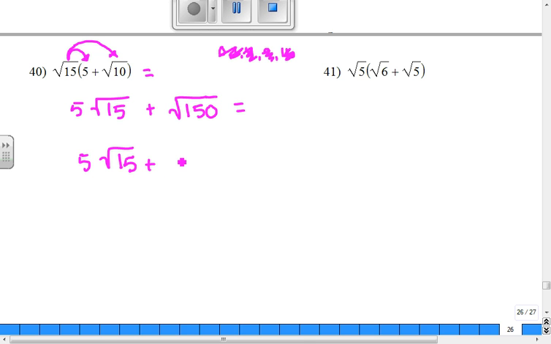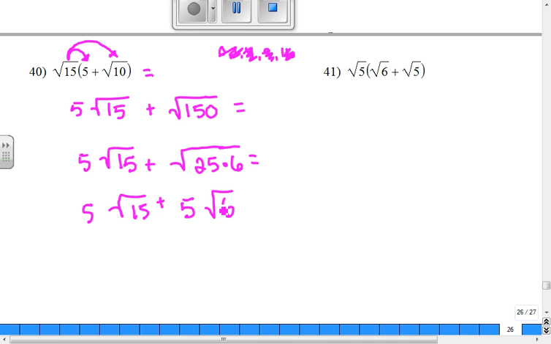Now, are there any perfect squares that go into 150? 4? No. 9? No. 16? No. 25? Yes, 25 goes into 150. 25 times 6 is 150. Well, the square root of 25 is 5, so we pull the 5 on the outside of the square root, and we have the square root of 6.